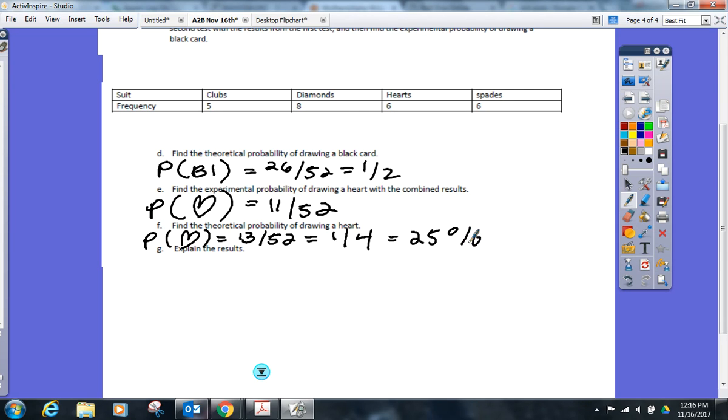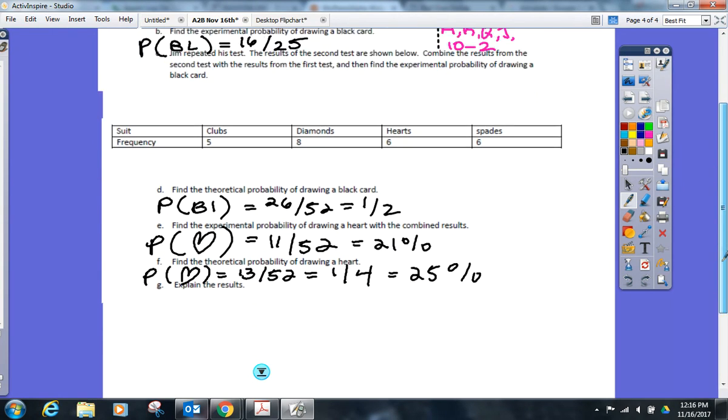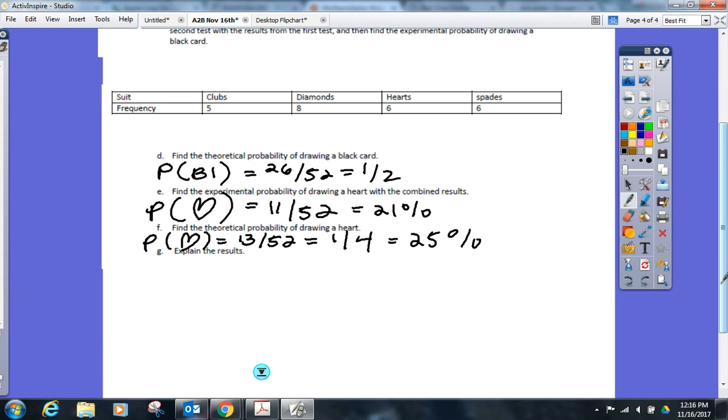What was the 11 out of 52 as a percent? 11 out of 52. Matt, what do you got? About 21%. And then go back up to his first experiment, when he found it was 1 out of 5. What's that percent? That's 20%. So here's what I want you to explain to me. After he did 1, it was 20. After he did 2, it was 21%, and the theoretical was 25. Why did it get closer?